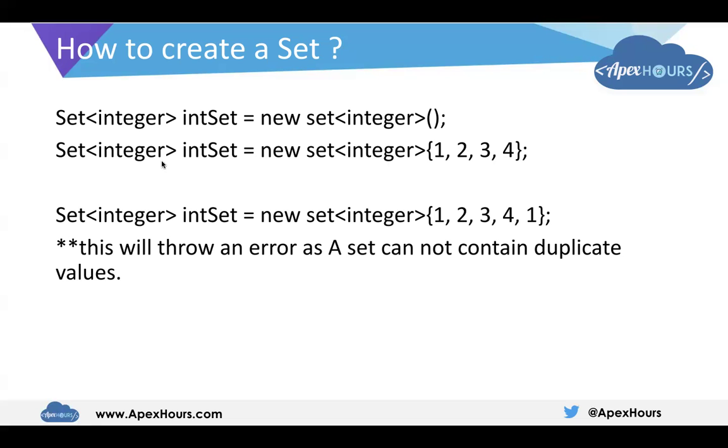Correct? What if I have mentioned string here, set of string? Then this set will only store strings. For now, this set is only meant to store integers. Again, set of integer int set equals new set of integer 1 2 3 4 1. This will throw an error as a set cannot contain duplicate values. Here in this third line, we are entering 1 2 3 4 and again 1. This is a duplicate value, right?